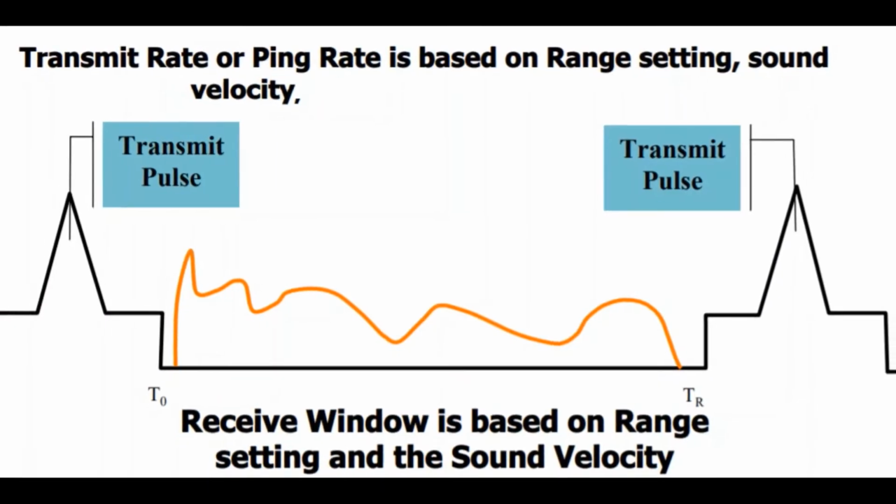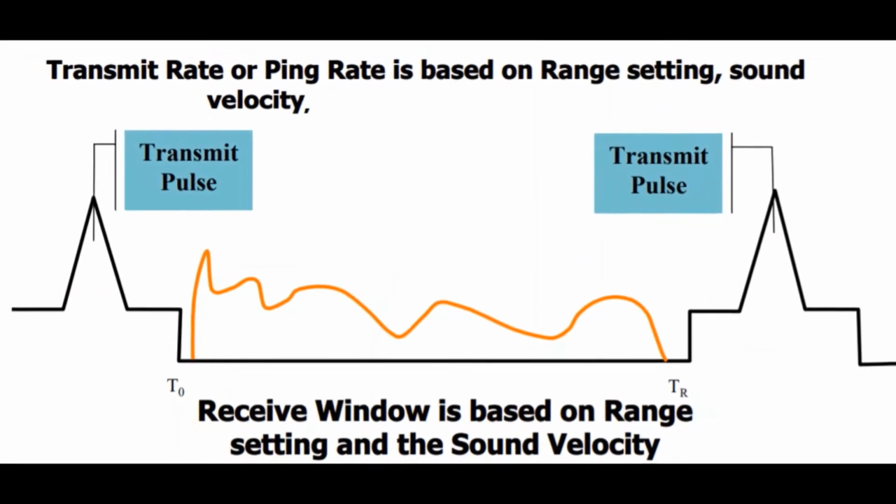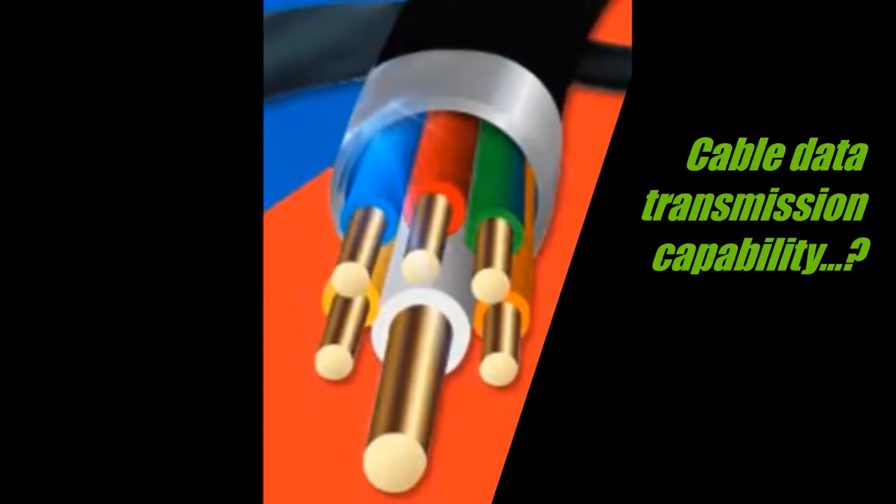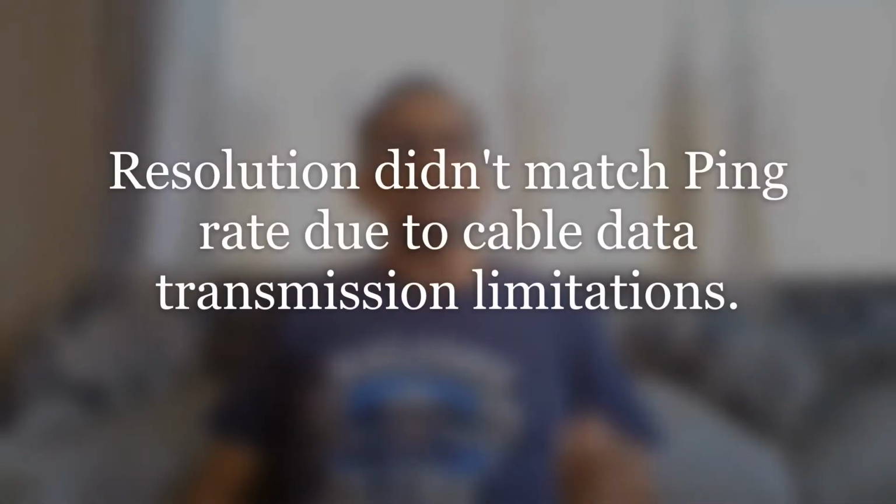Now let's assume that the speed of sound is 1500 meters per second. If a range is 75 meters, the optimum attainable ping rate would be around 10 pings per second. For the data that's coming through the cable, in the older days there was a limitation of cable for data transmission up to 10 Mbps. So the resolution did not actually match the ping rate due to the cable data handling limitations.